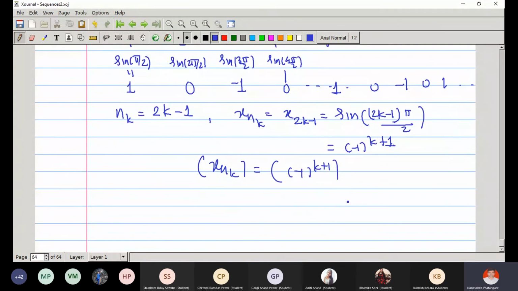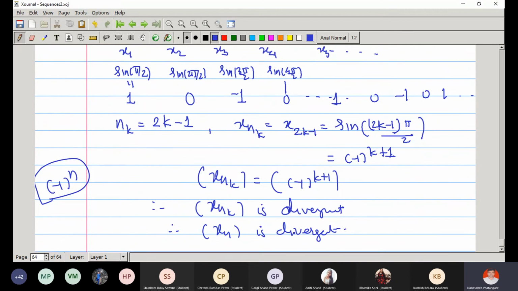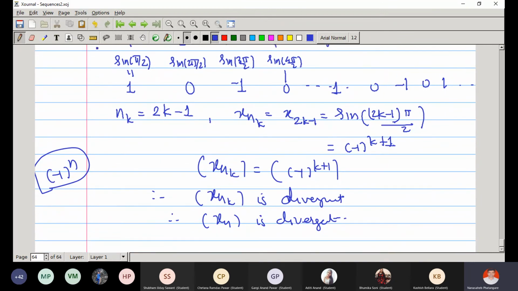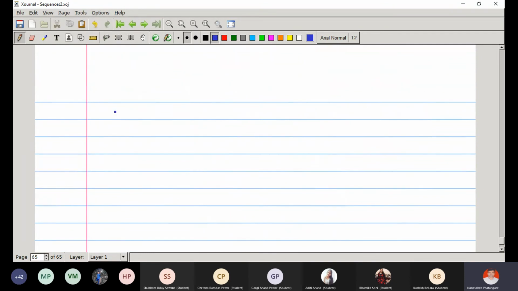And is it convergent? No sir, it is like minus 1 raised to n. So xnk is divergent. And what can we conclude? Therefore, xn is divergent, because we are able to produce a subsequence which itself is divergent. This is one way. What is the alternative way? Can you produce two subsequences both convergent but not converging to the same limit?